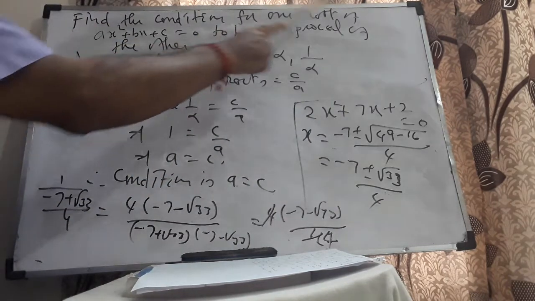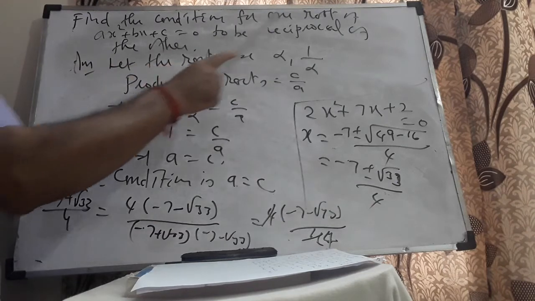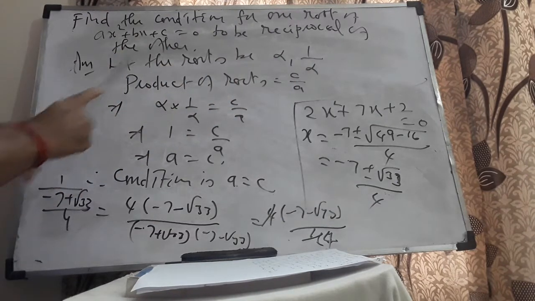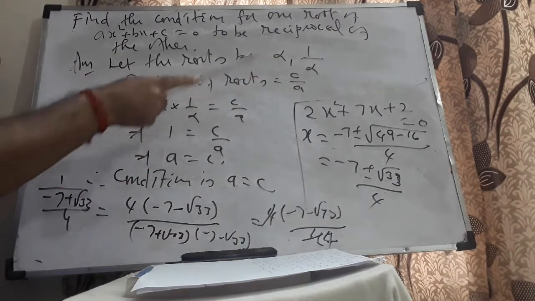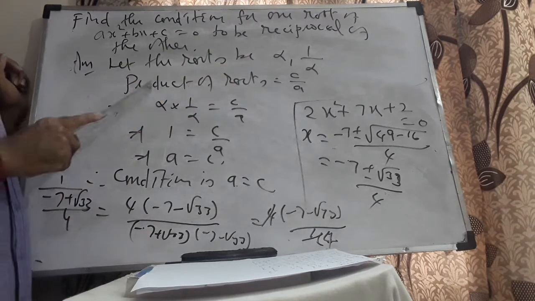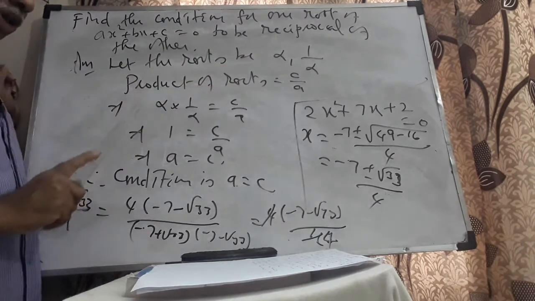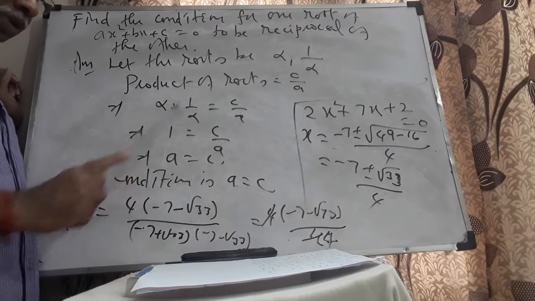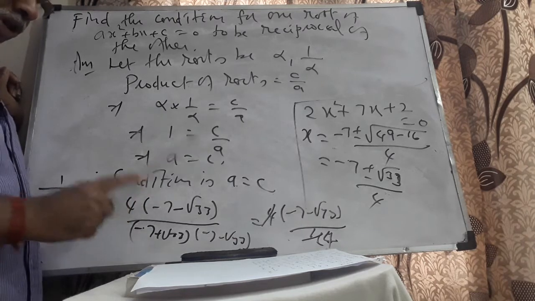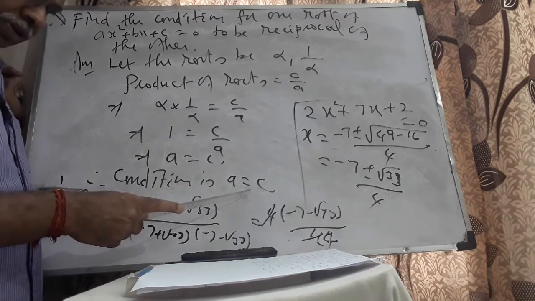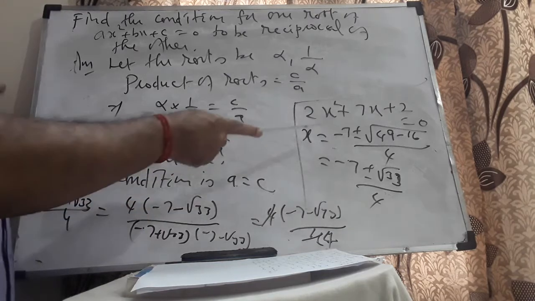Find the condition for one root of ax square plus bx plus c is equal to 0 to be the reciprocal of the other. Let the roots be alpha comma 1 by alpha. One is alpha, the other is 1 by alpha. Product of the roots is equal to c by a. Alpha into 1 by alpha is equal to c by a. 1 is equal to c by a, so a is equal to c. Therefore, the required condition is a is equal to c. I'll take one such example.